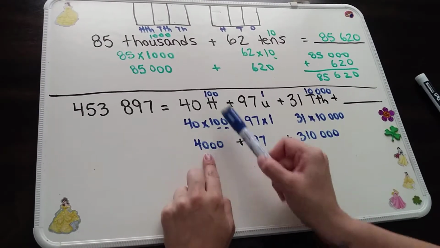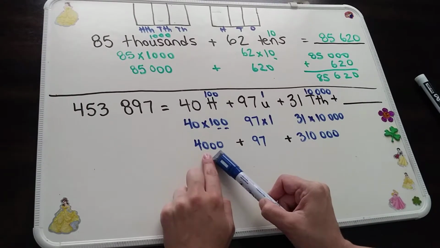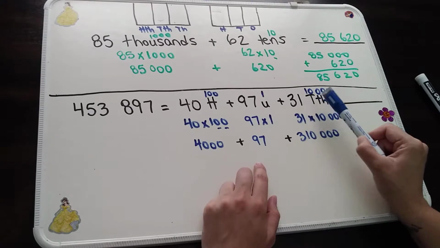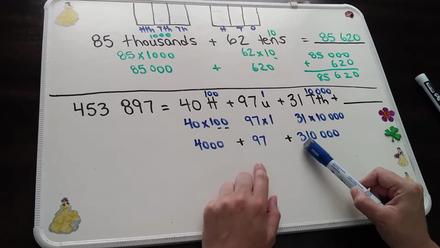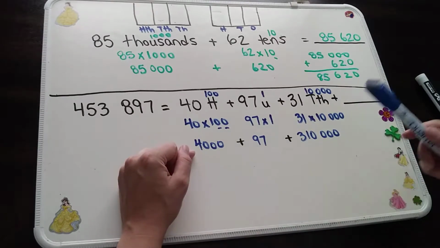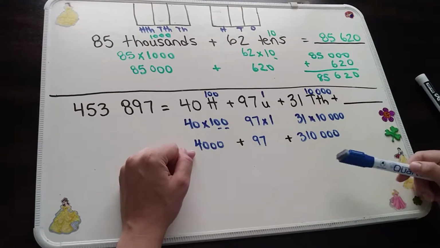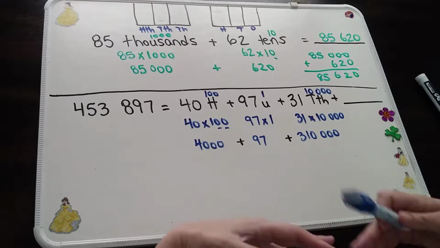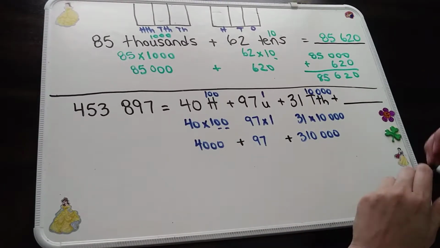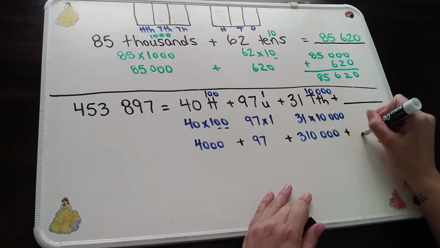Okay, so here I have 40 hundredths was 4,000, 97 units, 97, 31 10,000ths is 310,000. So notice how I've changed everything over to standard form to make my life a lot easier, so when I add it together, I could easily see what number is missing. And then of course I cannot forget that number that is missing, plus something.